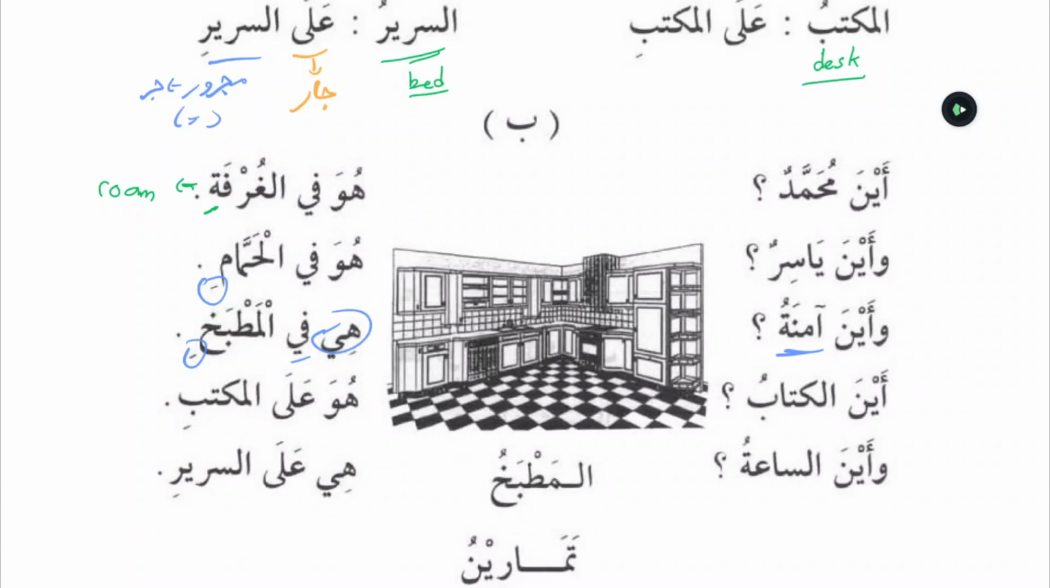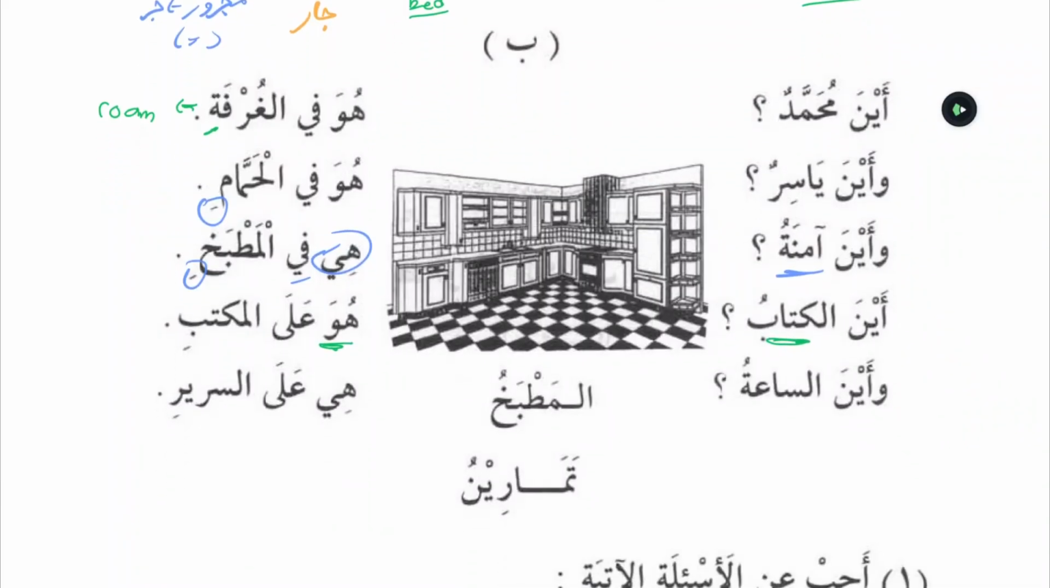أين الكتاب؟ Where is the book? هو على المكتب. It is on the desk. Now, notice over here to refer to al-kitab, we use the masculine pronoun. هو على المكتب. وأين الساعة؟ الساعة means the watch. And where is the watch? هي على السرير. It is on the bed. To refer to as-sa'a, we use the feminine.